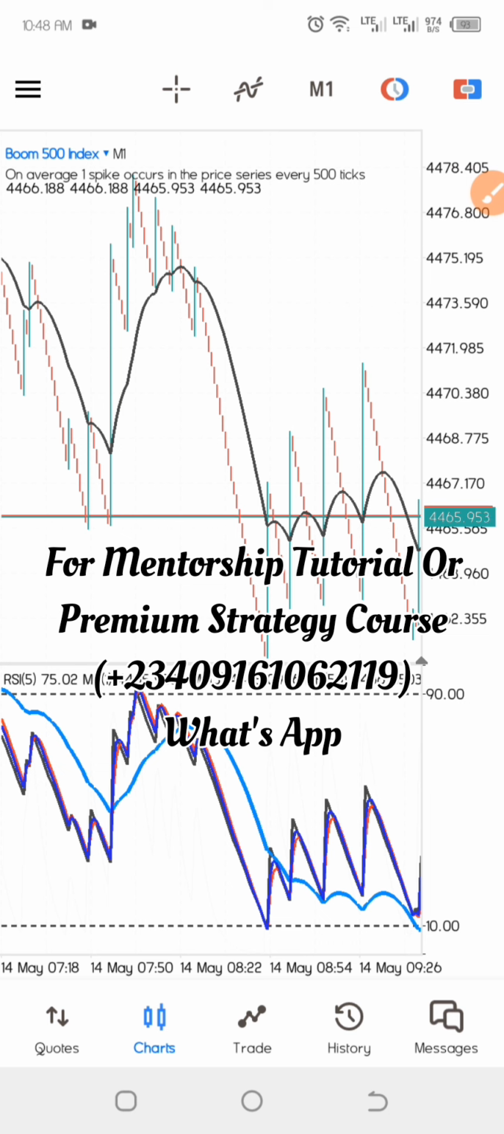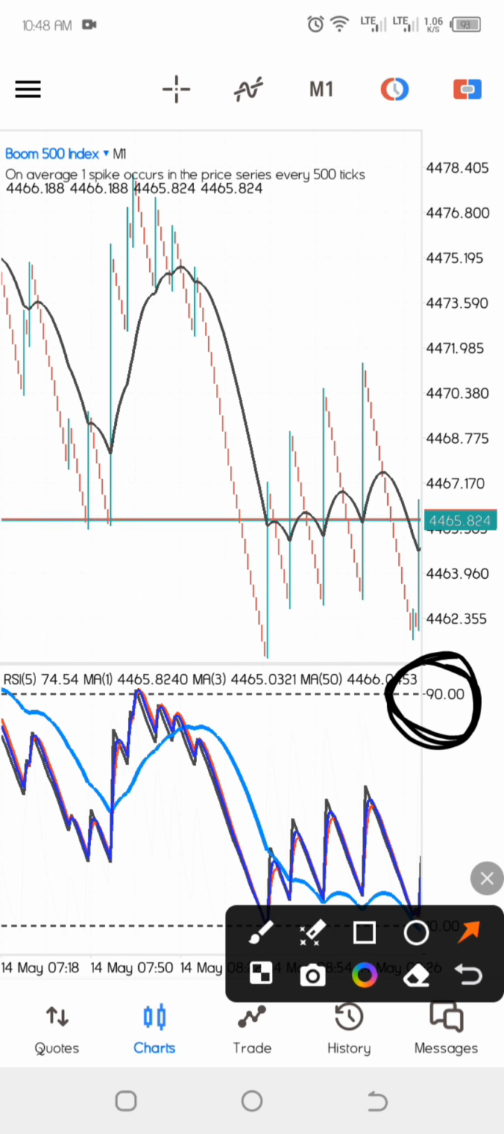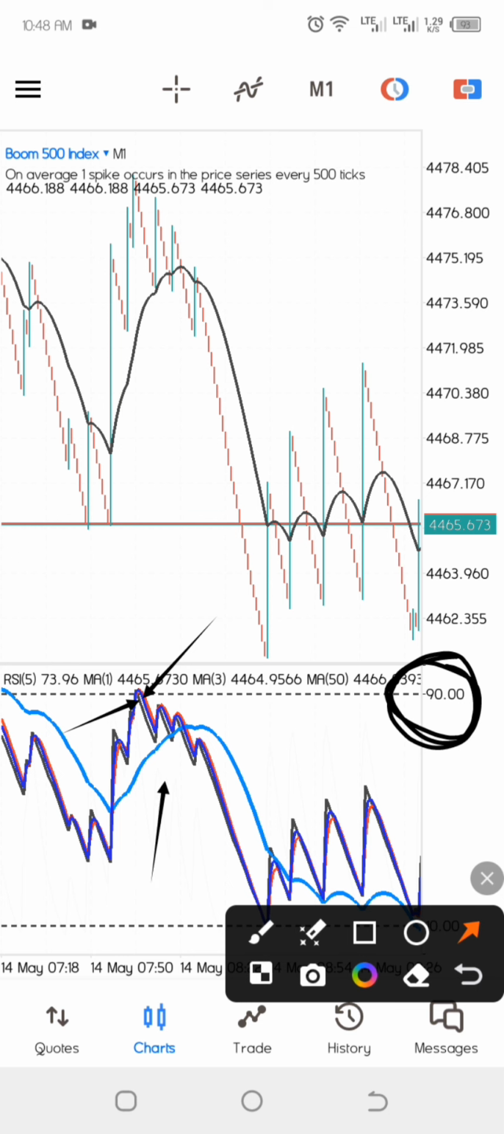Okay, because we are scalping now on boom, we are going to be looking at these 90 levels right here. So on this level, what we want to see is that we want all the moving averages to come and touch the 90 levels of the RSI, which you can clearly see right here. So once they touch the 90 levels, then the second thing we want to see is the cross below.